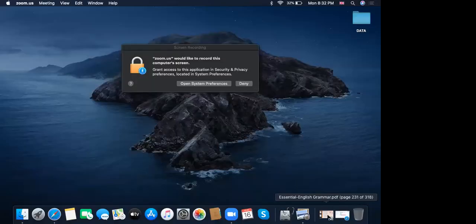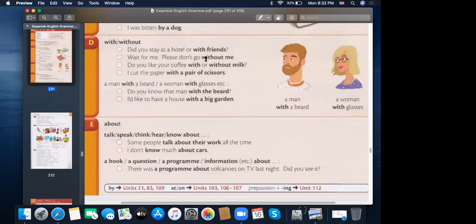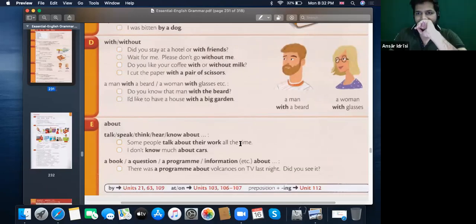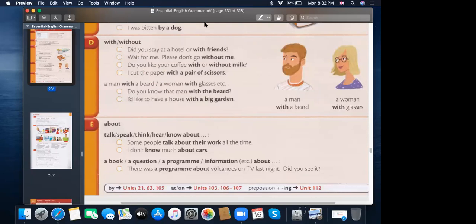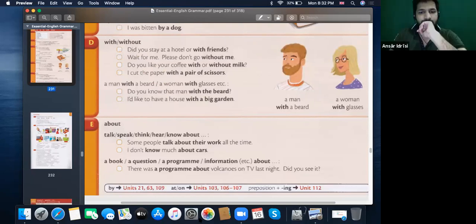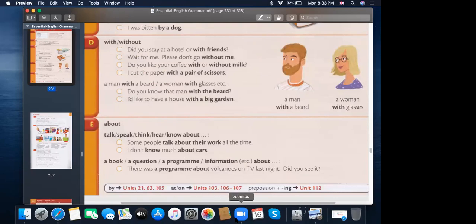I go for a walk with him. Correct. I'm going on a trip with my friends. Yes. You will lose the match without practice. Correct. I can work without my manager's support. Correct. I hope all of you are able to see my screen. Yes, sir. Continue, with and without. He played without practice. Correct. She came to college without wearing shoes. Correct.